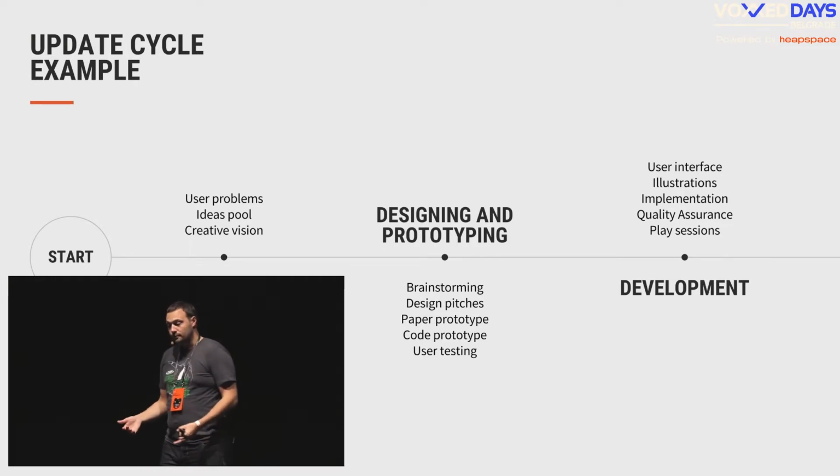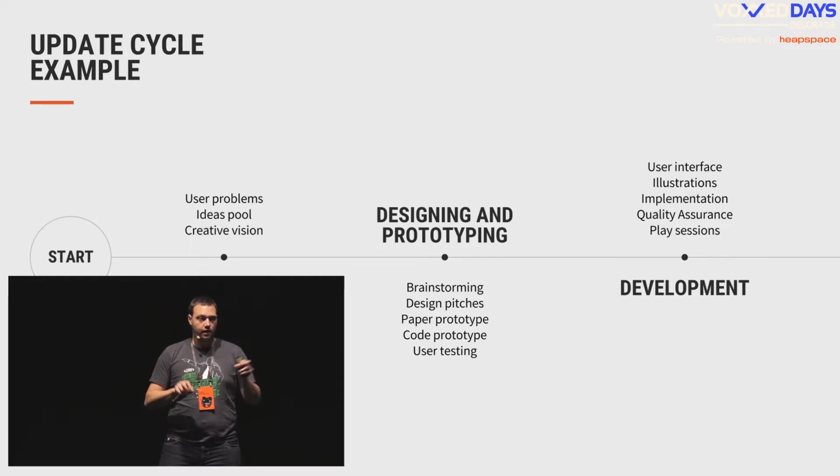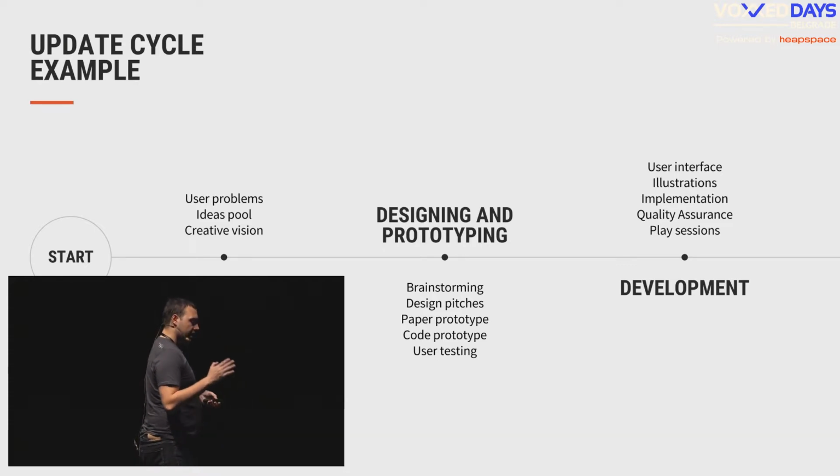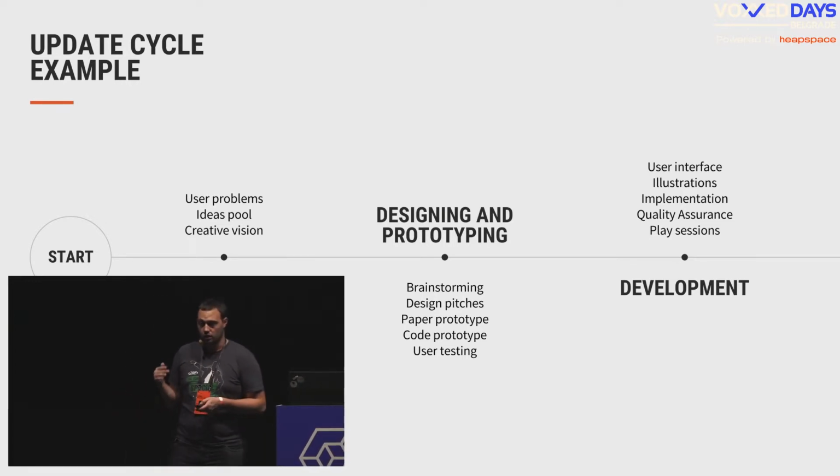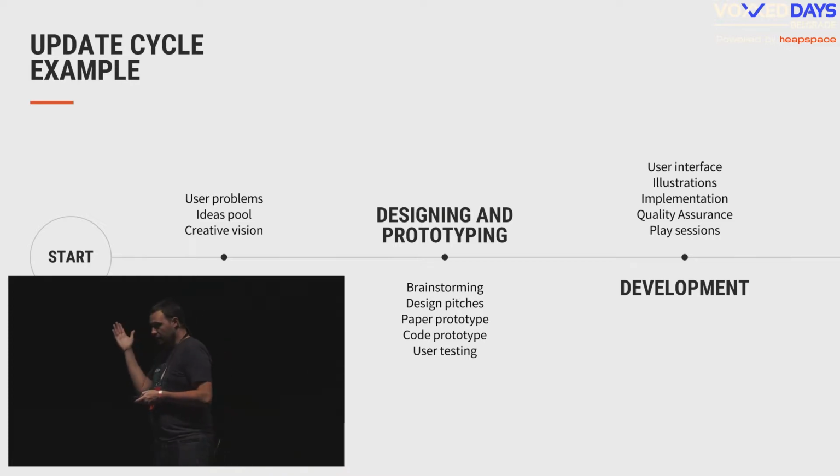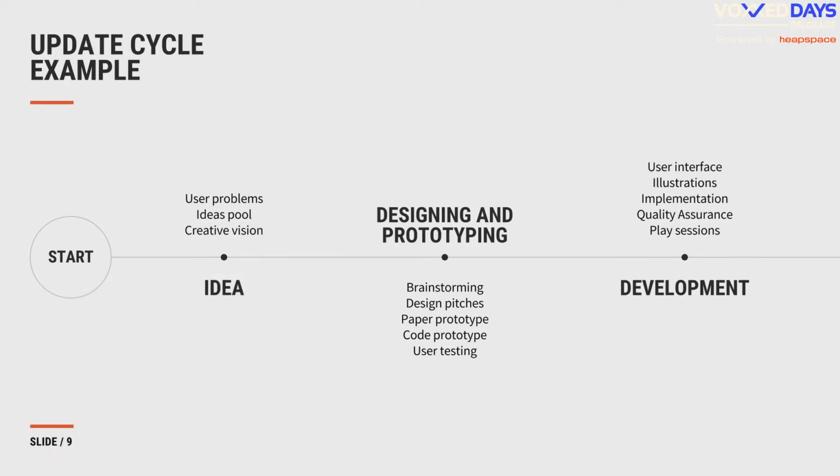Up until now, I've told you a bit of how we do things, and now I want to tell you exactly in what order we deliver improvements on TopEleven. So first we start with an idea. Where does an idea come from? It can be from an idea pool that anybody in the company contributes to.